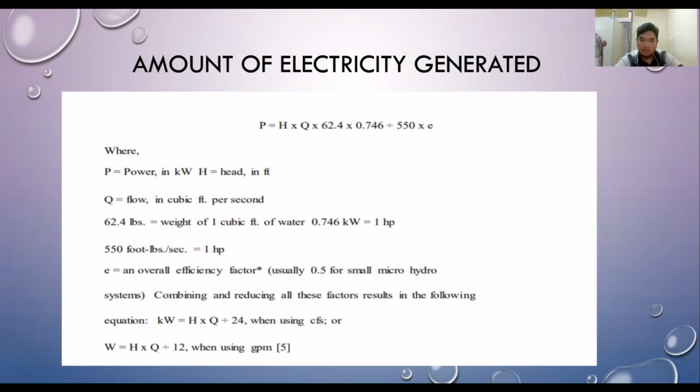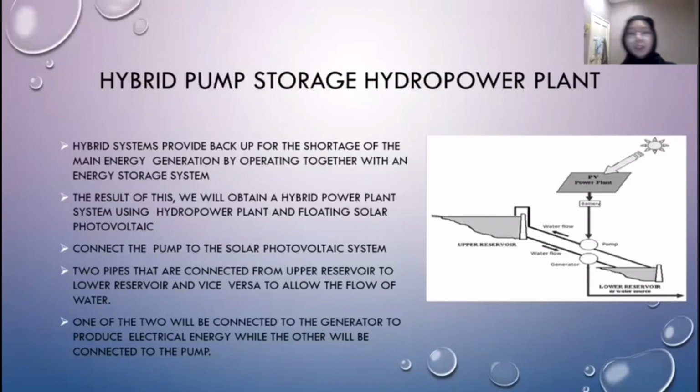Now I'm going to present to you about hybrid pump storage hydropower plant. So this is one of the modifications we're going to do to the hybrid power plant. What the hybrid is going to do here is provide backup for the shortage of the main energy generation by operating together with an energy storage system. So as a result of this, we are going to obtain a hybrid power plant system using hydropower plant and floating solar photovoltaic.